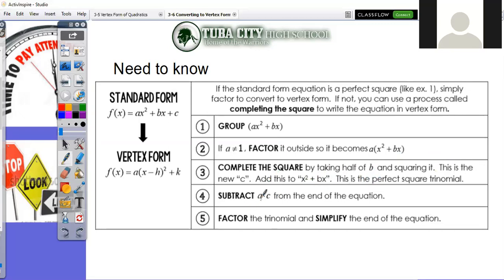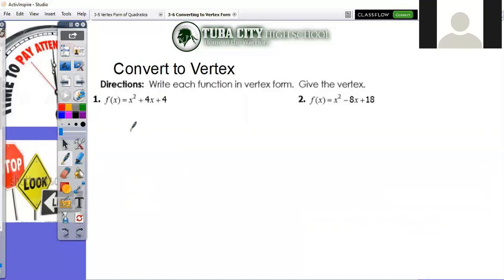Now, subtract a times c from the end of the equation, and then factor the trinomial and simplify the end of the equation. Okay, so again, I know that's a lot of stuff to think about. Luckily, it's written here, and we won't have to wait too long to get all of these in. So let's go ahead and just jump right into it.